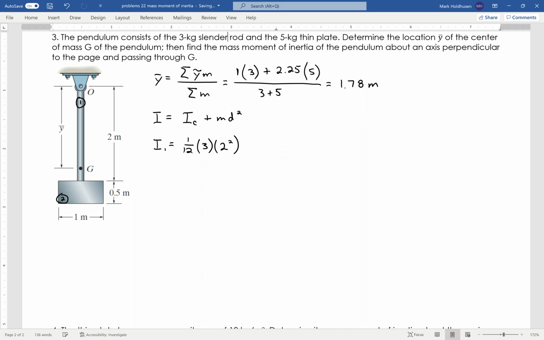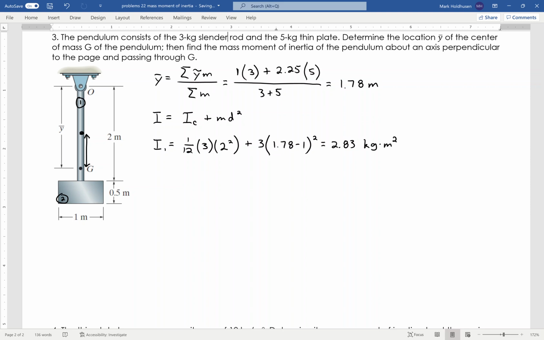1/12 ml squared, plus the mass of this rod, which is 3, times the distance away. And that is going to be the 1.78 minus 1, because the center of that rod is at 1. This is the d that I'm looking for right here. So it's going to be 1.78 minus 1, all of that squared. So the moment of inertia of that rod about point G is 2.83 kilogram meters squared.